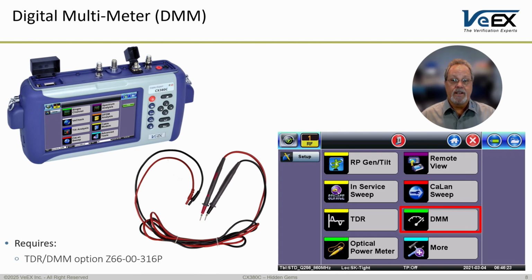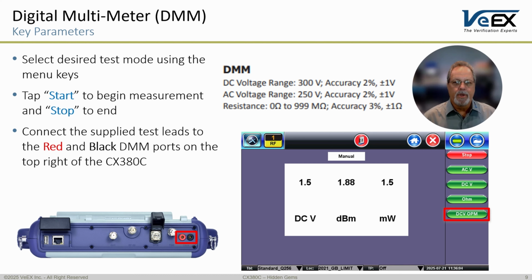Another hidden gem in the CX380C is the DMM, or Digital Multimeter. This mode requires the TDR DMM option, Z6600316P. This option also comes with a pair of leads used for the DMM. The digital multimeter provides the ability to measure AC or DC voltage, as well as ohms. The AC voltage range is up to 250 volts, the DC voltage range is up to 300 volts, and the resistance is up to 999 megaohms.